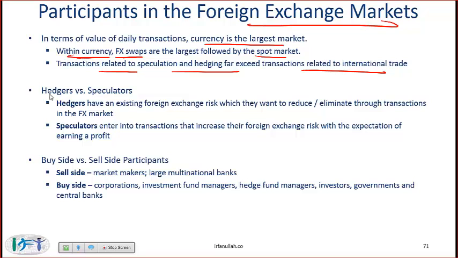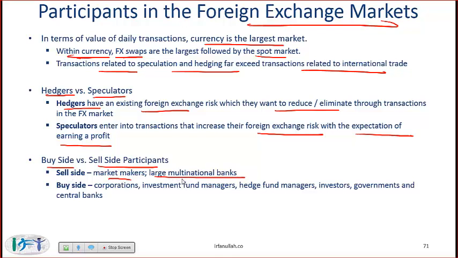In terms of hedgers and speculators, hedgers have an existing foreign exchange risk which they want to reduce or eliminate. Speculators enter into transactions that increase their foreign exchange risk with the expectation of earning a profit. In terms of buy-side versus sell-side, participants are market makers and large multinational banks. Buy-side entities are corporations, investment fund managers, hedge fund managers, investors, governments, and central banks.